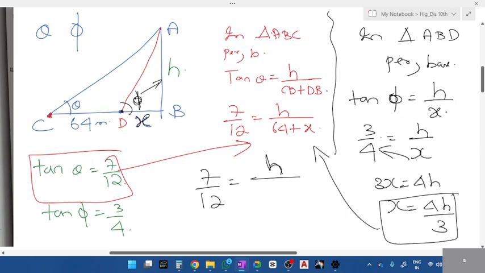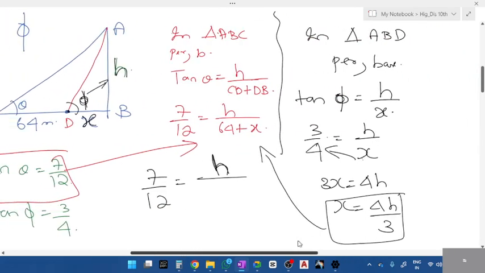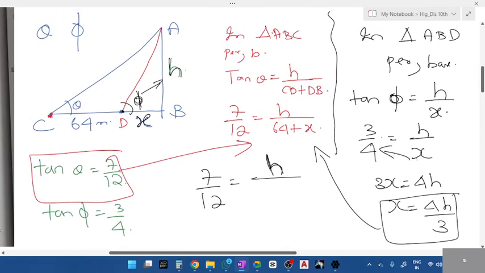See, what are we finding here? We need to find h or x. Height, or which one? According to the question, what do we need to find, students? Seventh question: find the height of the tower. That's why I'm substituting h here.